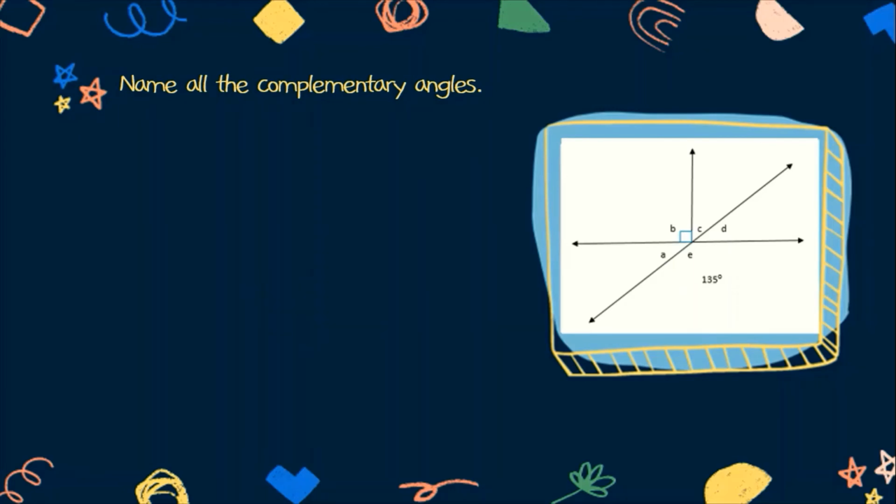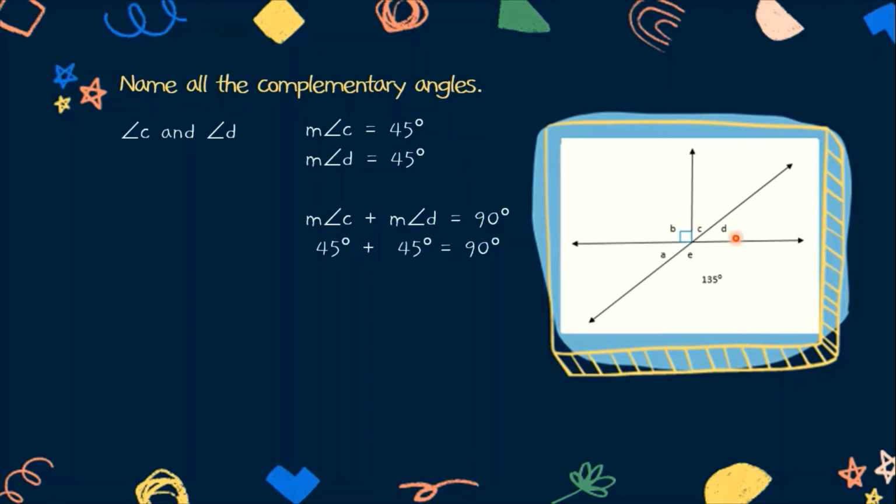Next, we need to name all the complementary angles. We have angle C and D. Ito yung angle C at ito naman yung angle D. The measure of angle C is 45 degrees and the measure of angle D is 45 degrees as well. We need to add them together. Make sure that it's equal to 90 degrees. 45 plus 45 is equal to 90. Therefore, angles C and D, they are complementary to each other. They are complementary angles. As mentioned earlier, angle C and D are also adjacent angles. Aside from being complementary angles, they are also adjacent angles.